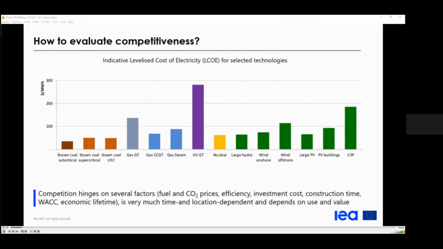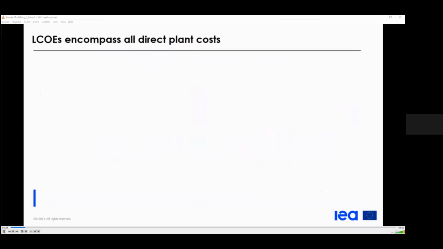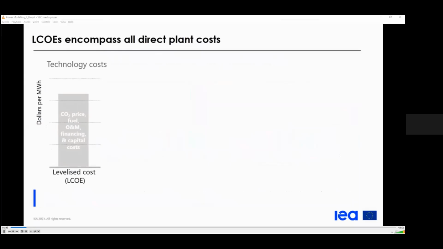A very common indicator that is used to estimate the cost of producing electricity is the LCOE, the levelized cost of electricity, representing the cost of technologies over the project's lifetime. We can see some indicative values for some of these technologies on the screen right now. The LCOE is measured as average cost per output of electricity. So here, for example, in dollars per megawatt hour.